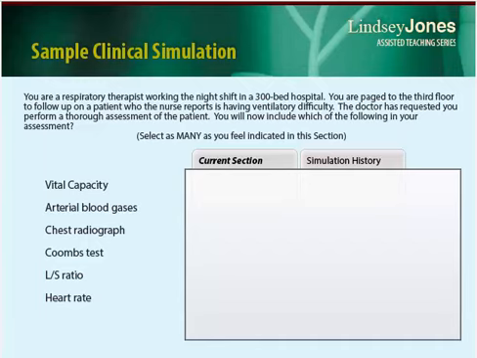Now this one says you are a respiratory therapist working the night shift in a 300-bed hospital. You're paged to the 3rd floor to follow up on a patient who the nurse reports as having ventilatory difficulty. The doctor has requested you to perform a thorough assessment of the patient, and you will now include which of the following in your assessment. And then it says we can select many if we choose.